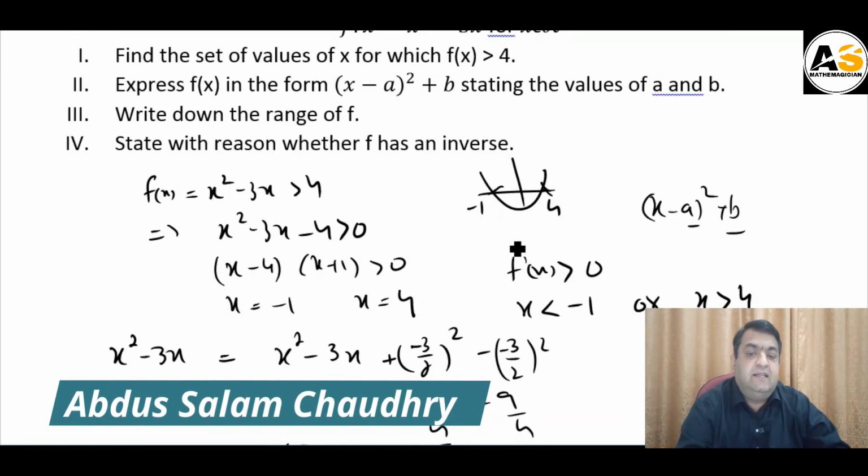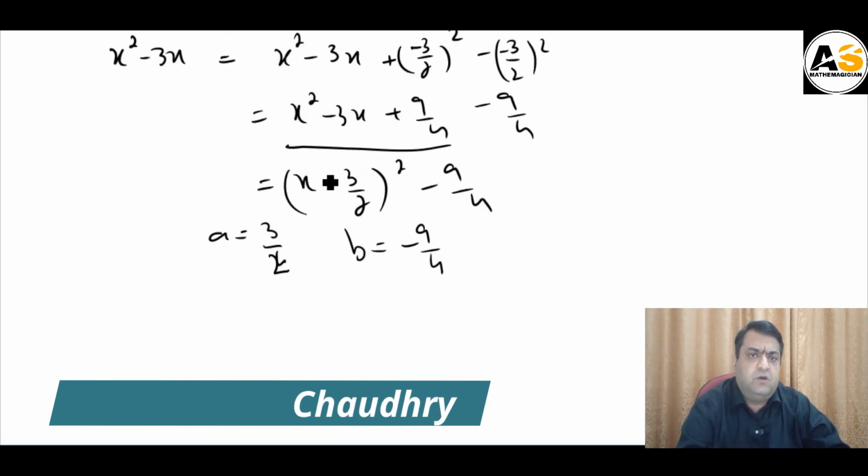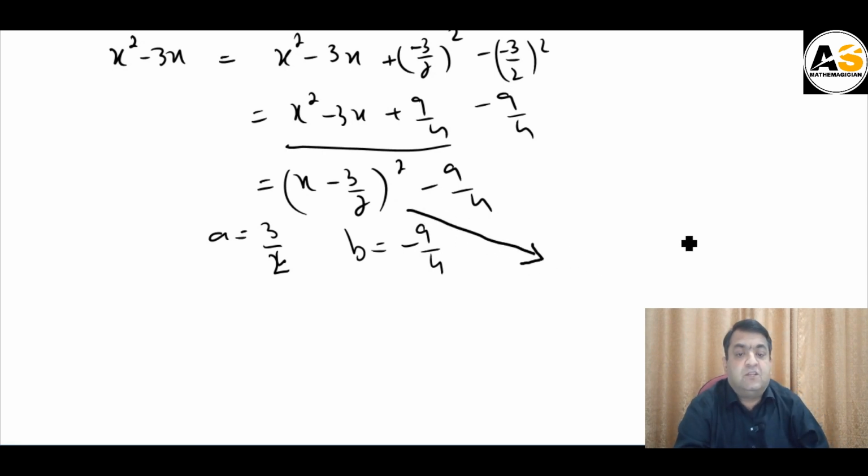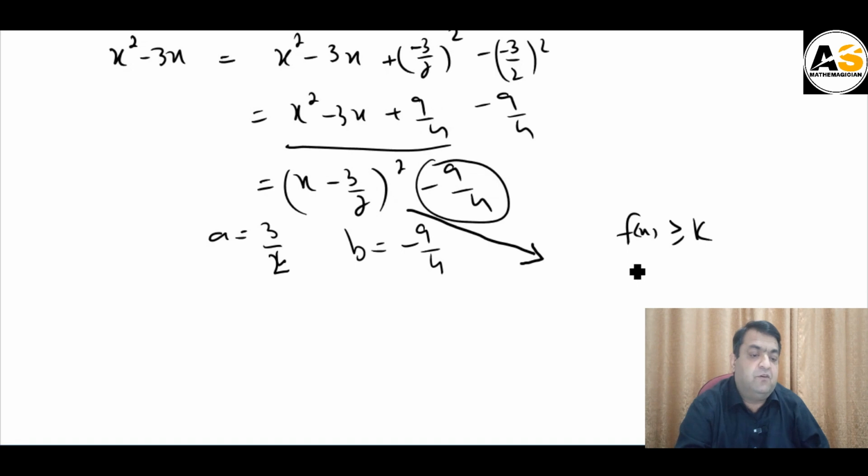Now we have to write the range of this function. We have already solved a few questions in the miscellaneous exercise in which, whenever we convert a quadratic function, its range is very obvious from this conversion. When the coefficient of x square is positive, the range of f of x is greater than or equal to k, and k is easily seen over here, minus 9 by 4. So the range of f of x is greater than or equal to minus 9 by 4.